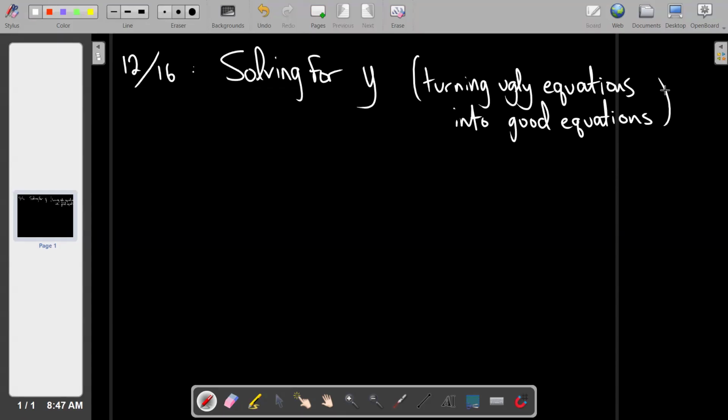There you go. So the official name, what we're doing is we're solving for y. Unofficially, we could call it something like turning ugly equations into good equations. What makes an equation good is that it's just ready to graph. You don't have to do any math.